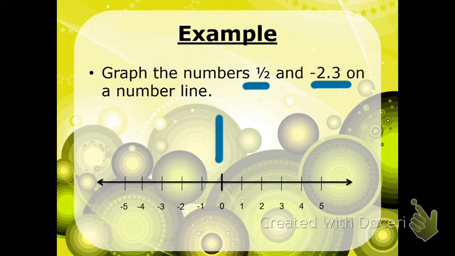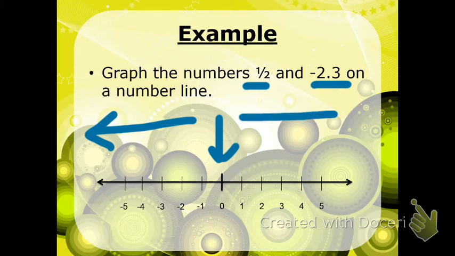First remember that 0 is our origin on the number line, and to the left of 0 you'll find your negative numbers. Those numbers decrease as you move further to the left, and to the right you have the positive numbers, and as you move to the right those numbers increase.